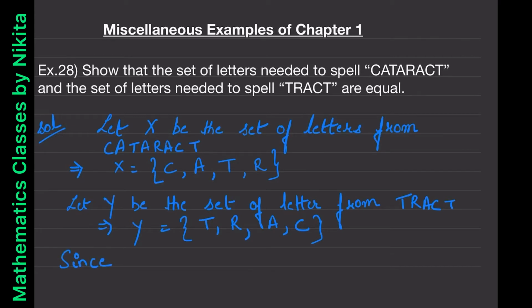Now you have to show that X is equal to Y. I can see that X is contained in Y. Every element of X is there in Y. First C is there, then A is there, then T is there, and then R is there. And similarly, Y is contained in X. Every element of Y is there in X. Therefore, both the sets are equal. So two sets are said to be equal if each one is a subset of the other. So you can see that both the sets are equal.